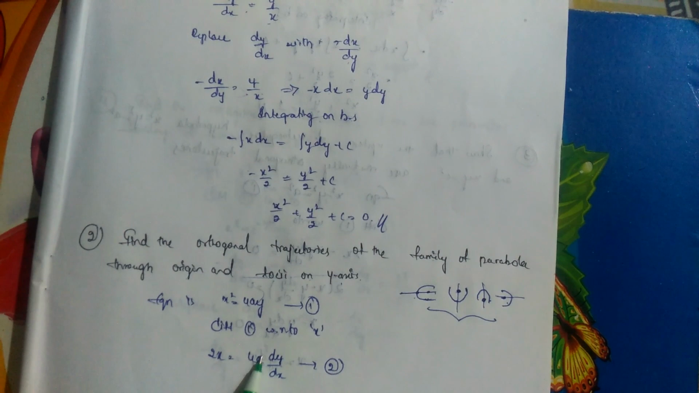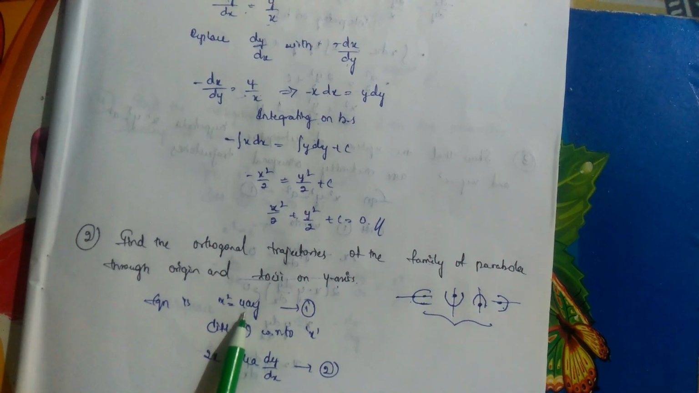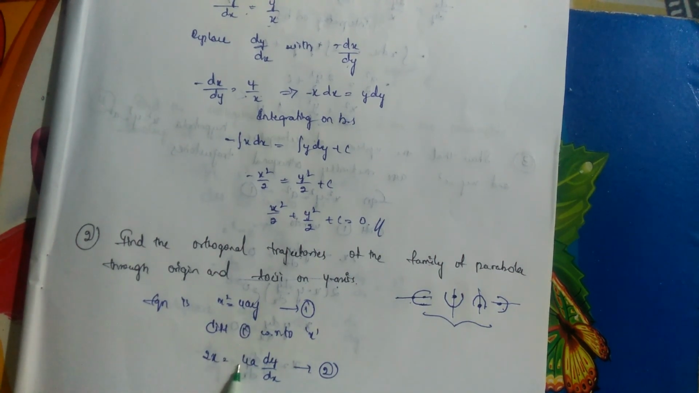Now we have to eliminate a from this equation. From equation 1 we can take a = x square by 4y, and we have to substitute in this equation.